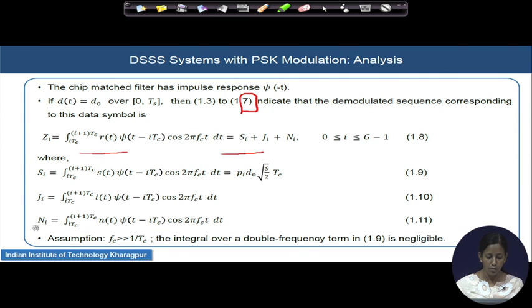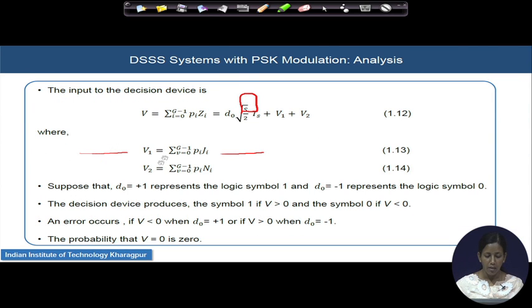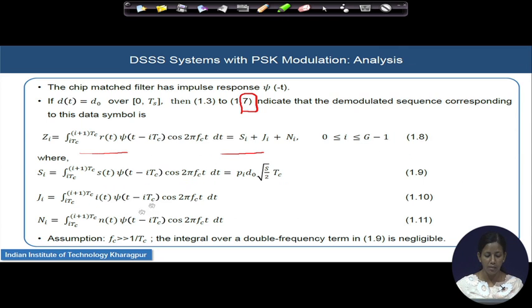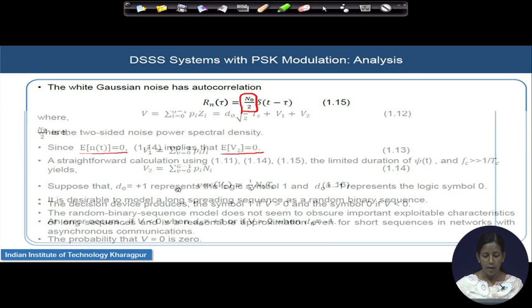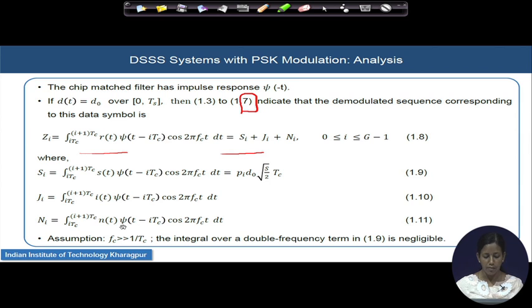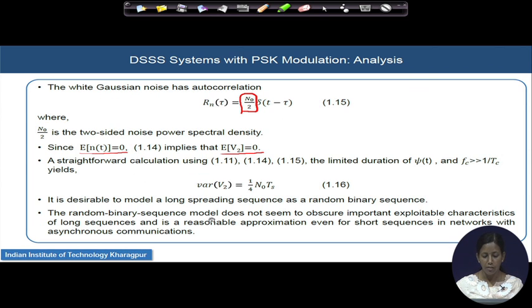If we substitute the value of n I into my V 2 and then try to compute the square of it to compute the variance, the squaring of this n I basically will end up with the squaring of this n t, which is nothing but the autocorrelation of n t with itself, where we can substitute the value of this autocorrelation function. Taking care of the fact that psi t is a rectangular function, we will end up with the variance computed as 1 by 4 N 0 into T s.